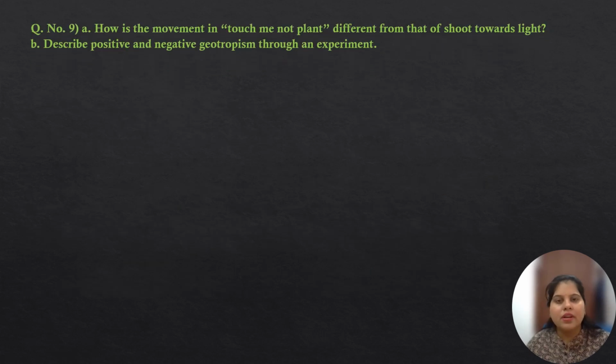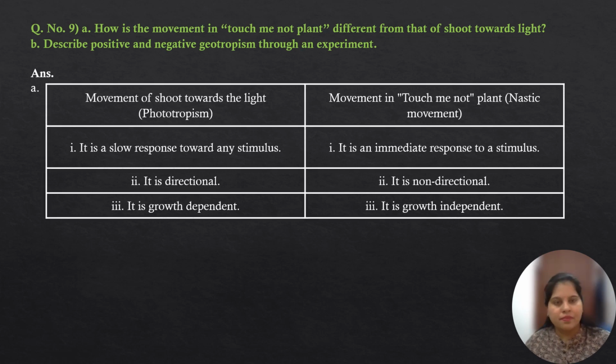How is the movement in the touch-me-not plant different from the shoot toward light? So touch-me-not plant shows nastic movement, and shoot shows the tropic movement, positive phototropism. So movement of shoot toward the light is known as phototropism. First, it is a slow process. Movement of shoot toward the light is a slow response toward any stimulus.